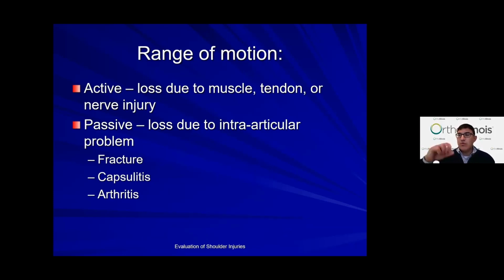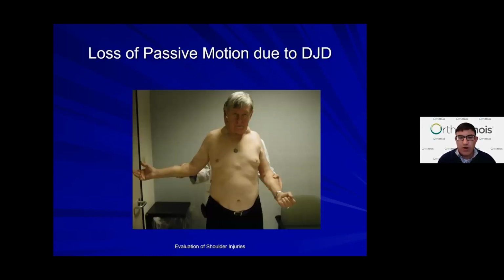Active motion is where they are moving the shoulder. Passive motion is where I'm moving the shoulder. If a patient has limited active motion and limited passive motion, it's usually due to one thing. Most commonly, it's a frozen shoulder, otherwise known as capsulitis. Most of the time, if somebody has a fracture, we'll know it coming in. The last thing that can limit motion, both active and passive movement, is shoulder arthritis.